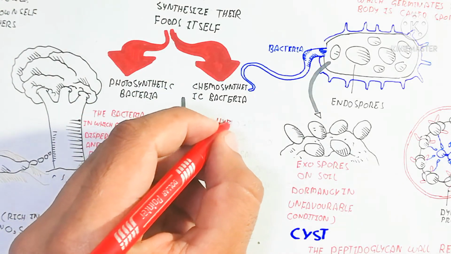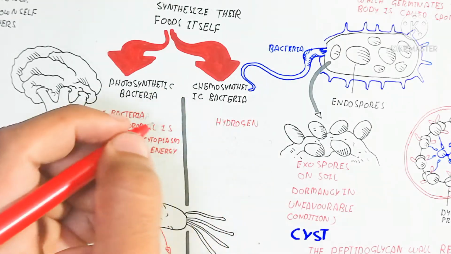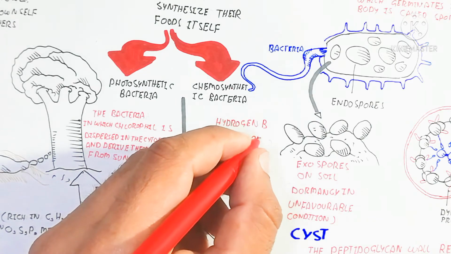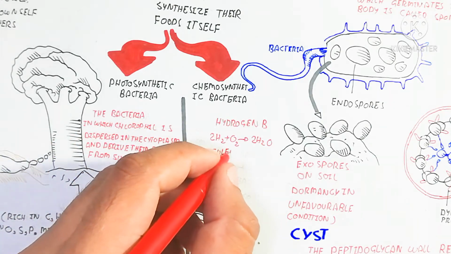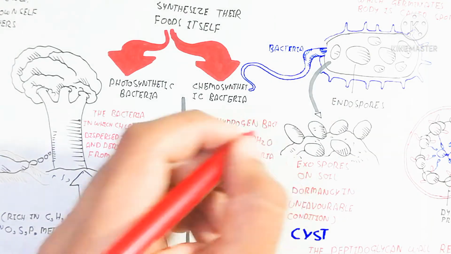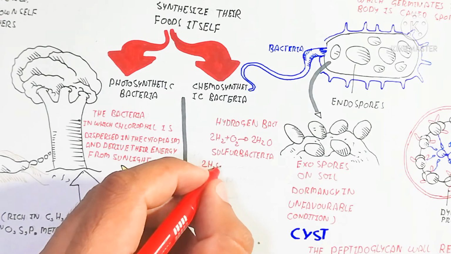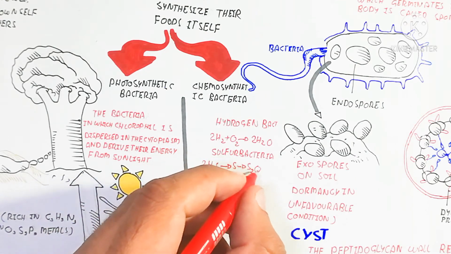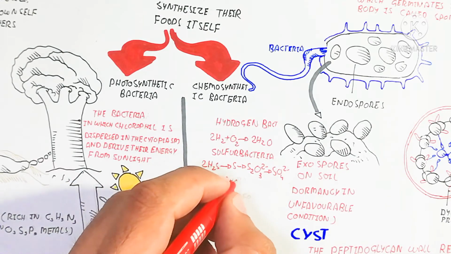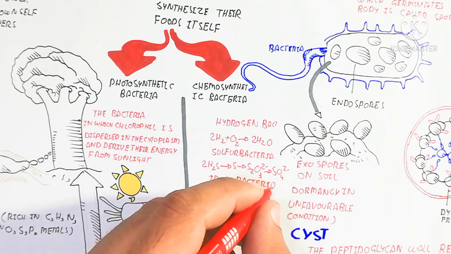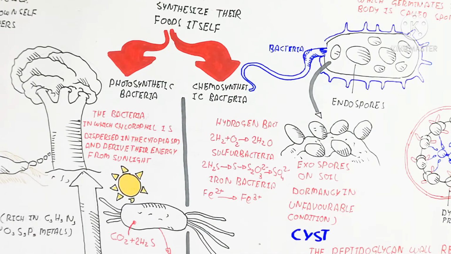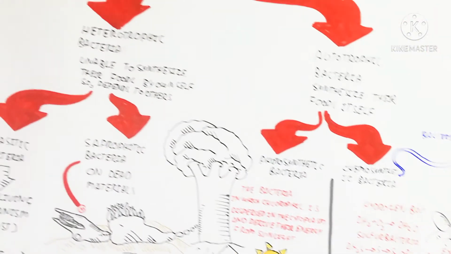Next is the chemosynthetic bacteria. Chemo means chemical, synthetic means synthesis, so chemosynthetic means chemical synthesis. Hydrogen bacteria fix hydrogen and oxygen. Sulfur bacteria fix sulfur in the form of hydrogen sulfide to produce sulfur, as well as sulfur trioxide and sulfur tetroxide, so those ions are produced as well.